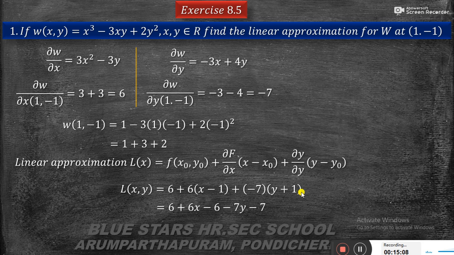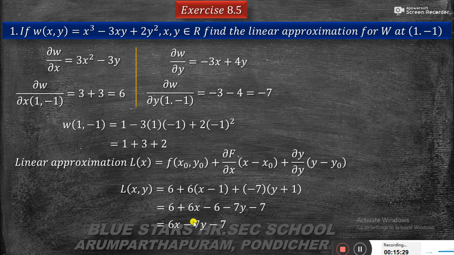So (y + 1). Therefore 6 plus, I multiply the 6 in the factor, so 6x − 6 − 7y − 7. Therefore I got the answer 6x − 7y, the 6 minus 6 cancelled, minus 7.